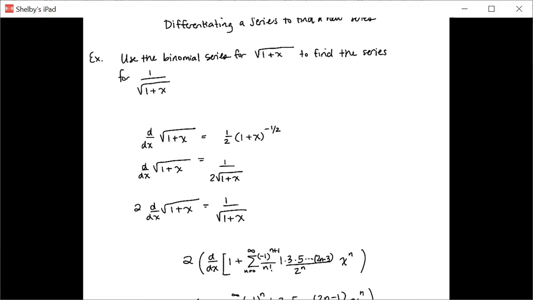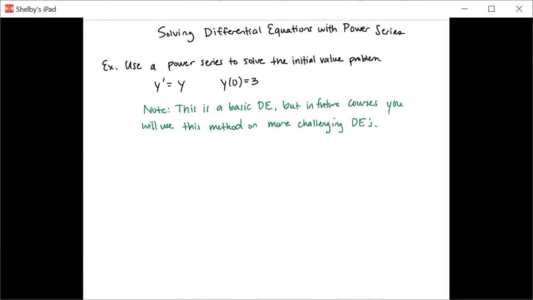Moving on to our next example, let's take a look at how we can solve differential equations with power series. So we can actually use a power series to solve initial value problems, and we'll do this on an easy initial value problem, but notice that we can do this on much harder initial value problems, and that's what you're going to be using these for in the future. So let's say that we were trying to solve the initial value problem, y prime equals y and y of 0 equals 3. So I write my power series out for y. We don't know what the constants are.